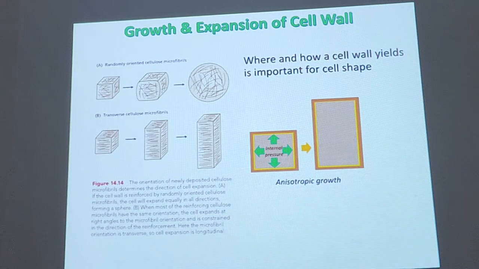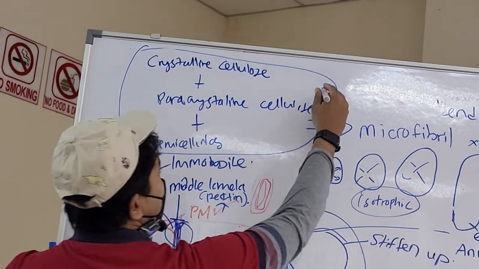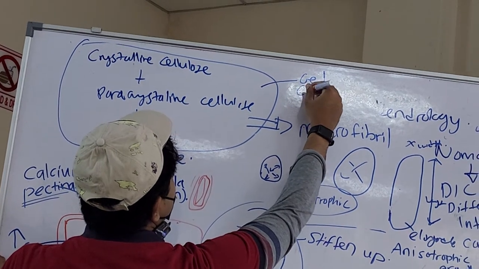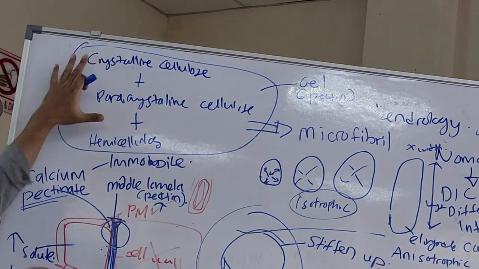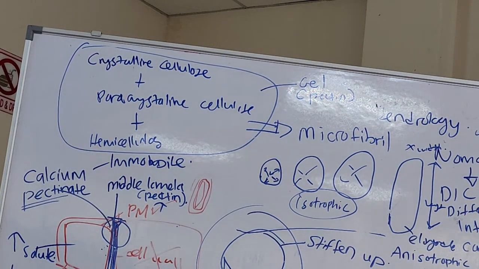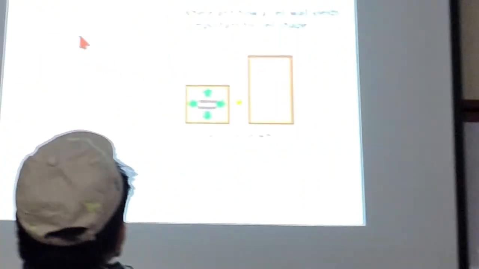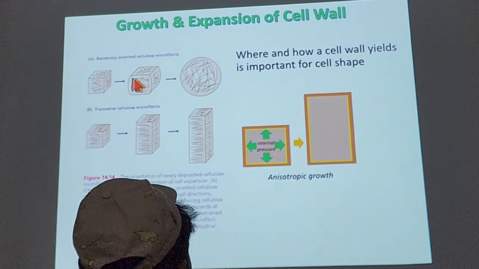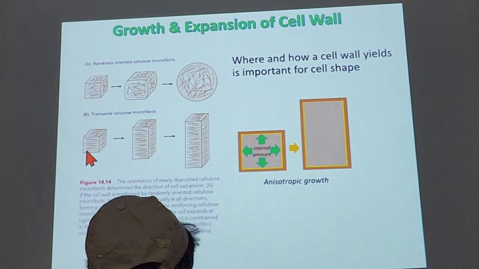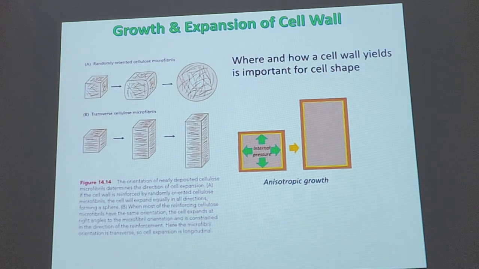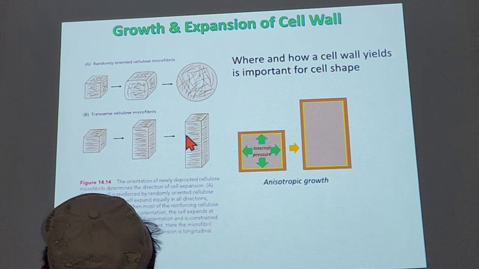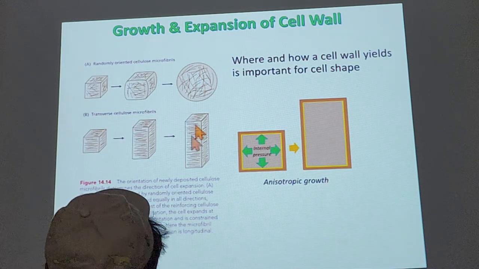Number one is due to the orientation of microfibrils. Okay? Get into your head. When I say microfibrils, I'm talking about all of this together. Okay? And all of this embedded in the gel. What's the name of the gel? Pectin. Okay? There are many bundles of these microfibrils. So the microfibrils, if they were to arrange randomly, you are going to get isotropic growth like this. But since they are arranged in the transverse, meaning horizontally, stacking one upon another, more on one side, that's why you get this anisotropic and elongated growth.